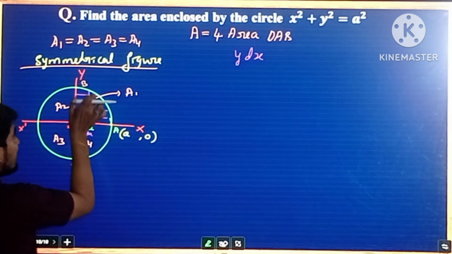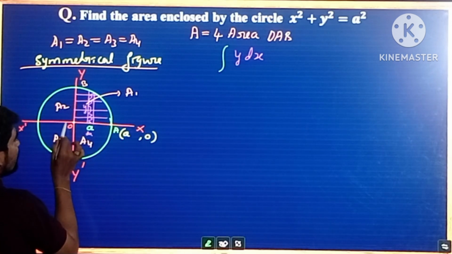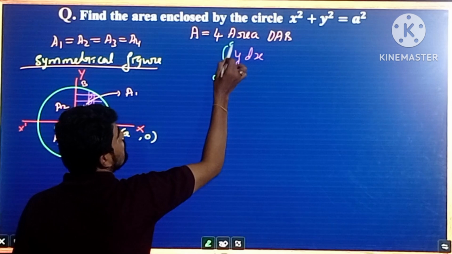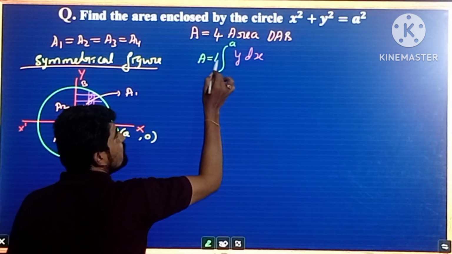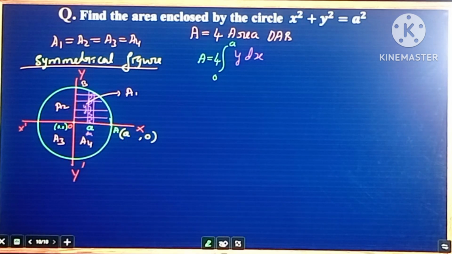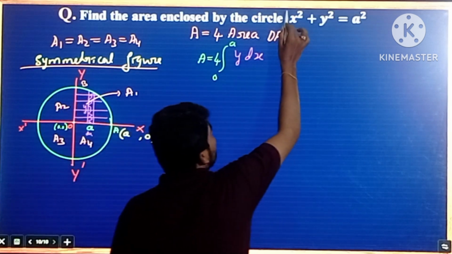But we need the entire area in the first quadrant. That's why I'm going to integrate from 0 to a. Therefore, the required area is equal to 4 times the integration from 0 to a of y dx. I hope all of you are understanding. Now we need this y. Y is obtained by what?